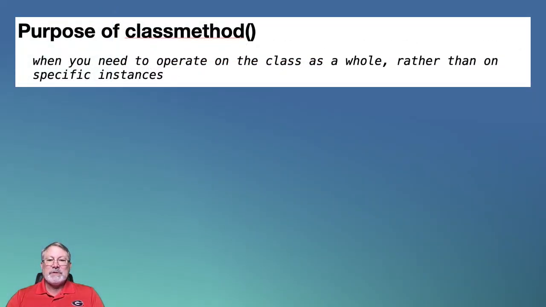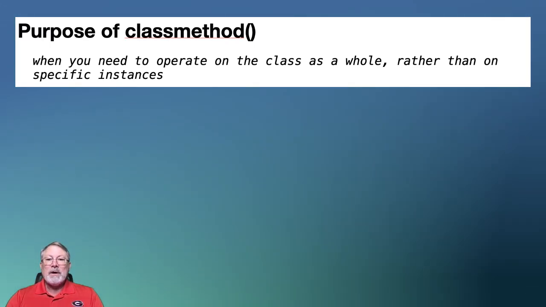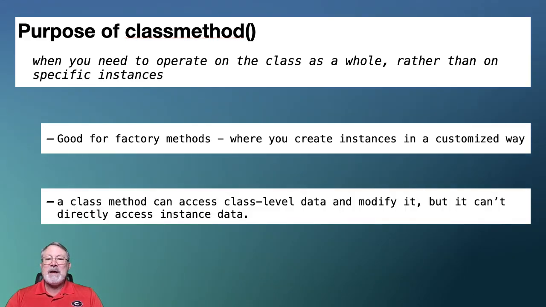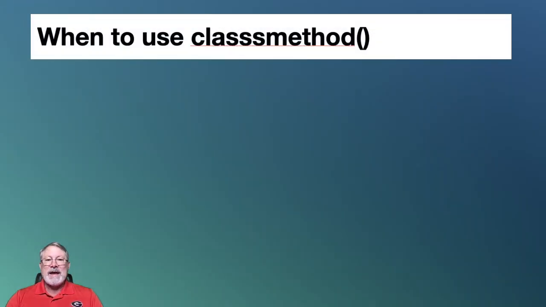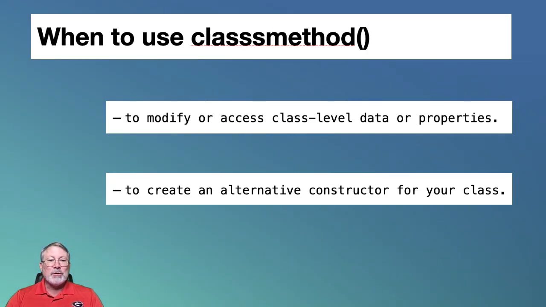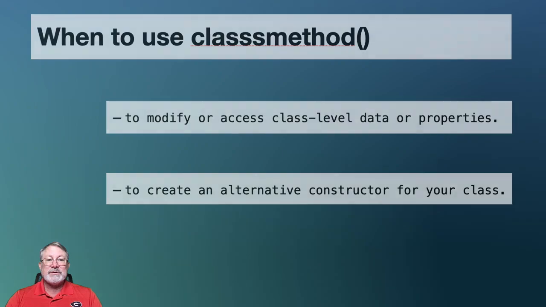Now, why would you use this? Class methods are great when you need to operate on the class as a whole, rather than on specific instances. A common example is factory methods, where you create instances in a customized way. Here's the key concept. A class method can access class-level data and modify it, but it can't directly access instance data. You'd use a class method when 1. You need to modify or access class-level data or properties, or 2. You want to create an alternative constructor for your class. This makes your code cleaner and more organized.